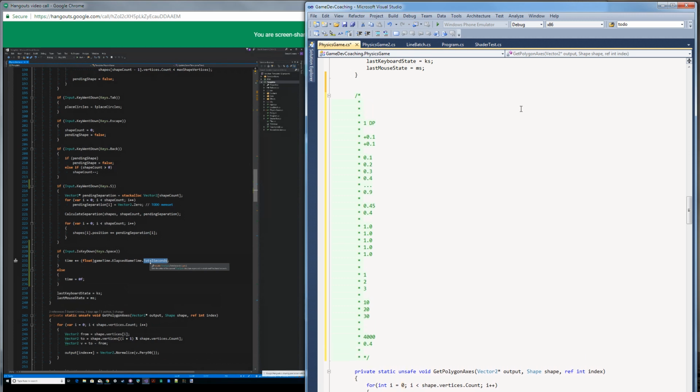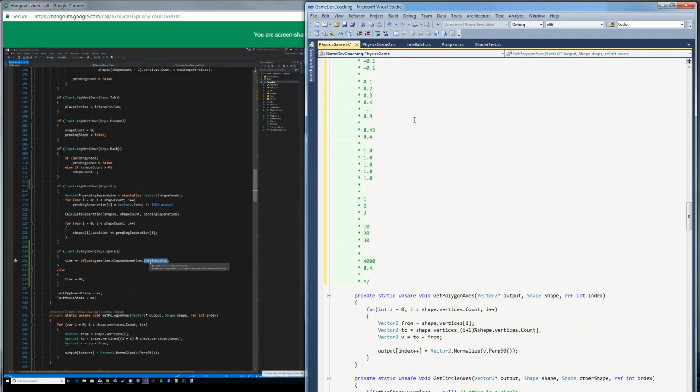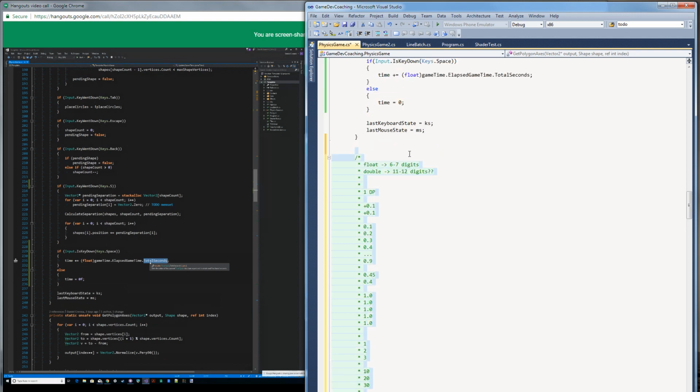Yeah, exactly. So from memory, I think float is 6 to 7 digits, and it depends because these are decimal digits, whereas these are stored in binary. Double, I think, is 11 to 12 digits from memory. But if you're actually working these things out, if you're being really careful about it, you would think about the actual binary encoding of it.